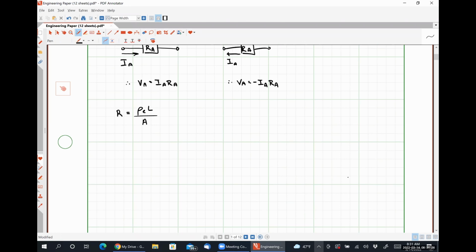a piece of wire. Okay. So let's say that we have a section of wire like so, carrying a current in one end, sending it out the other. And our length is 10 meters.